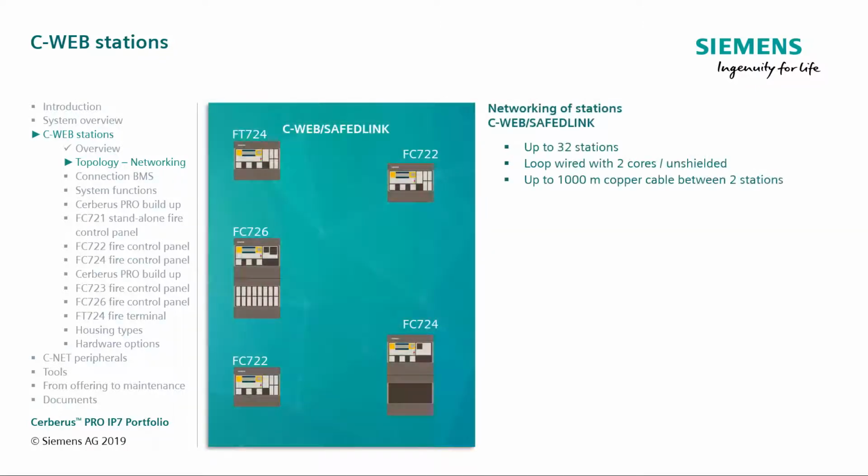Networking via C-Web Safety Link. As you can see from the diagram, we can link up to 32 fire control panels and/or fire terminals. The C-Web is loop-wired using two core cables. The cable can be unshielded or shielded. The maximum distance between each device on the C-Web is 1,000 meters. The C-Web Safety Link is EN54 compliant.